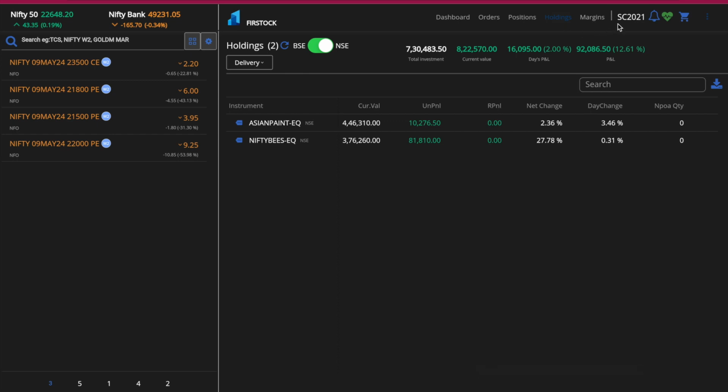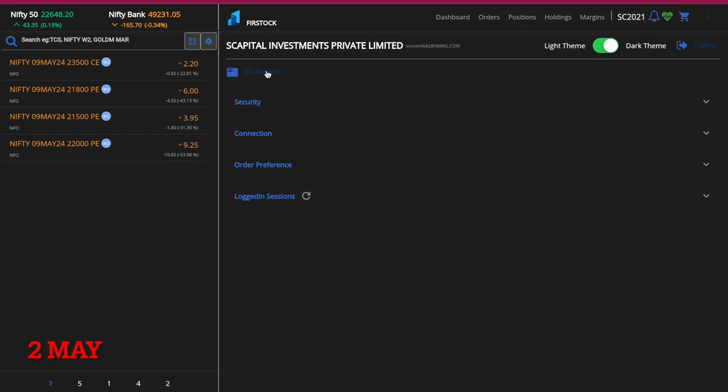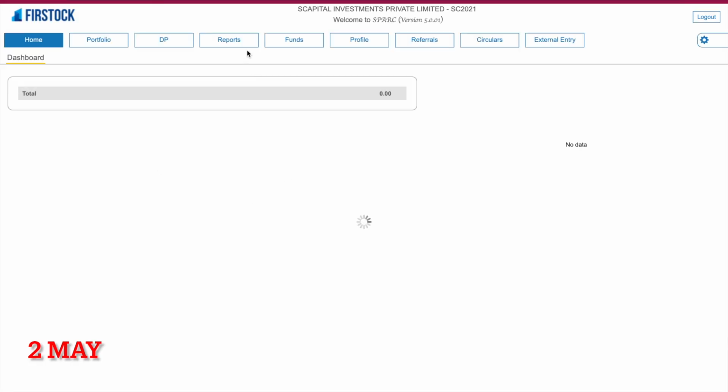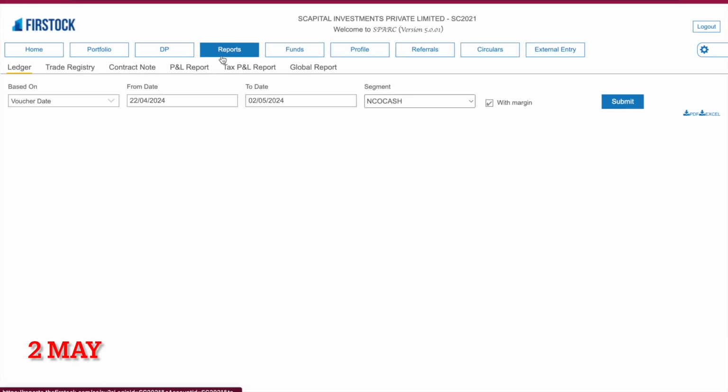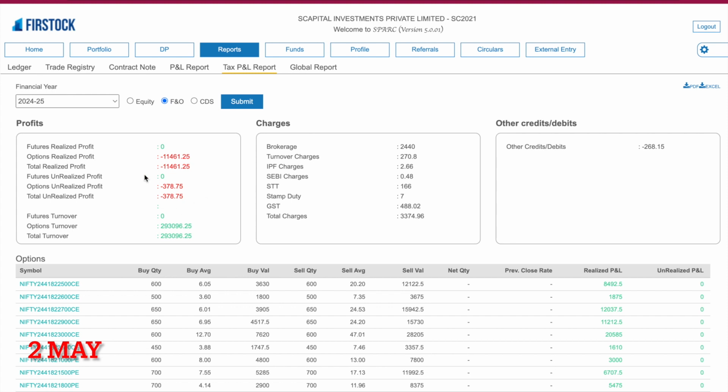Now let's go to the PNL. PNL is basically, I have already recorded the PNL. Reports, and we go for tax PNL because it's actually the start of the month, so we'll go for the tax PNL. The tax PNL again shows around minus 11,000. Options realized profit, total realized profit 11,461.